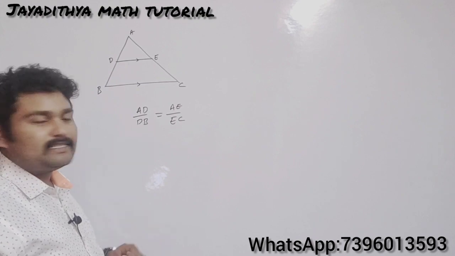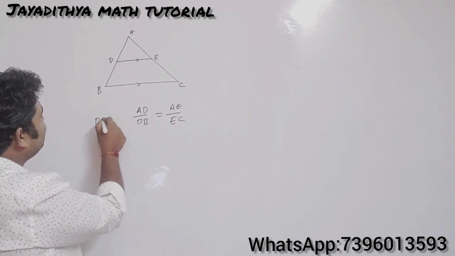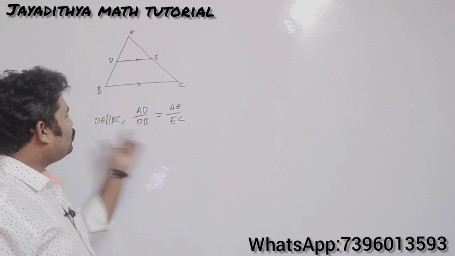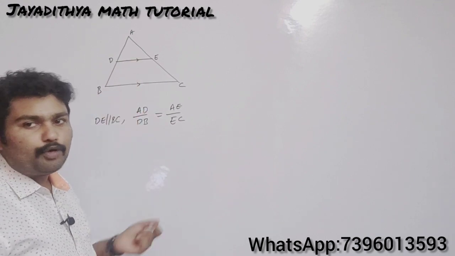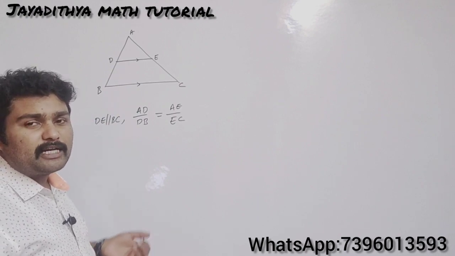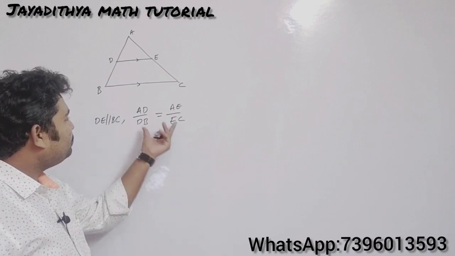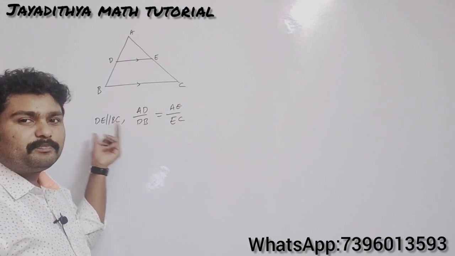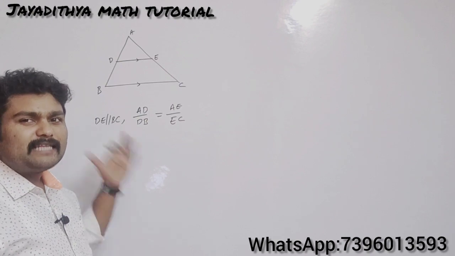So what is the condition for this to happen here? DE must be parallel to BC. Based on this statement, we will be doing many problems. Such an important theorem is this, and you have the converse of the basic proportionality theorem also, which states the reverse. If AD by DB is equal to AE by EC, then we say that DE is parallel to BC. That is nothing but the converse.